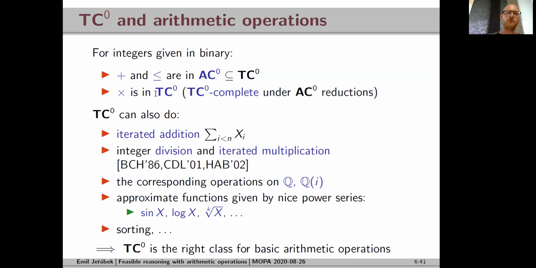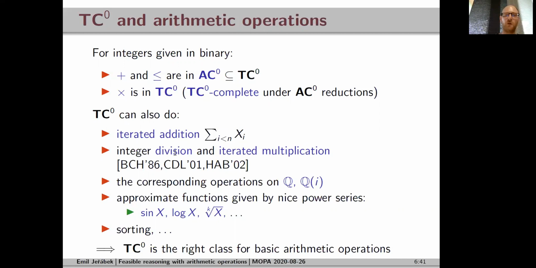And once we have these operations, then in TC0 we can do much more with integer arithmetic. We can do iterated addition, which simply means that if we are given a sequence of integers, we can compute their sum. This is relatively easy. What is much more complicated, and it was a long-open question but was finally proved, is that we can also do iterated multiplication. Using that, we can compute integer division, division with remainder.